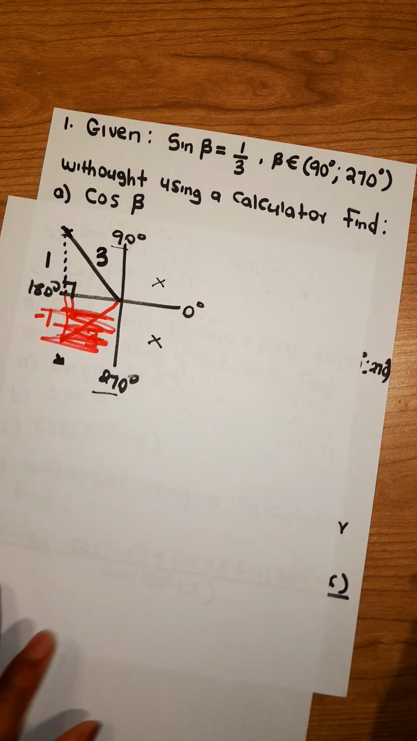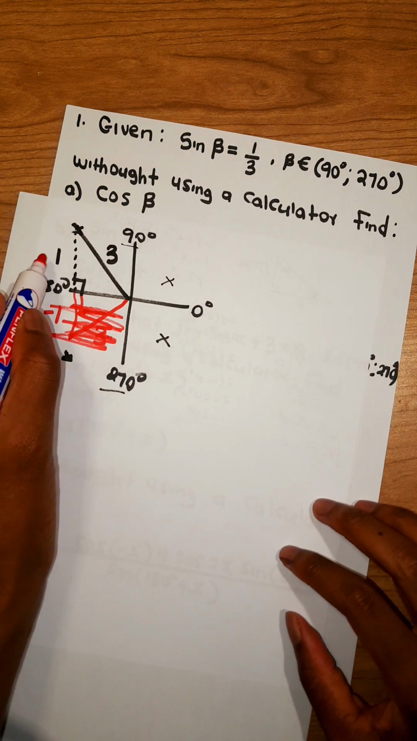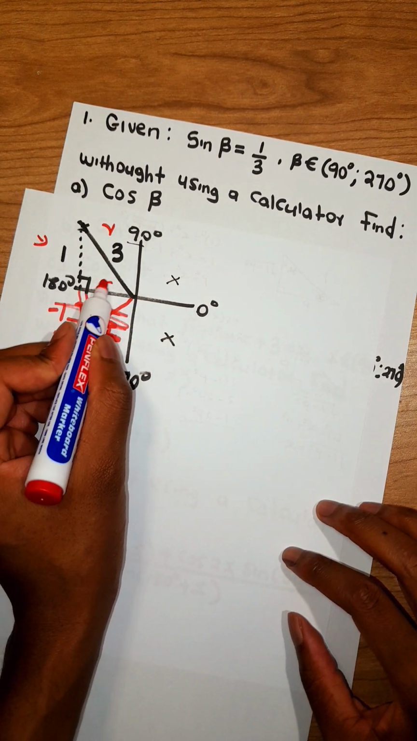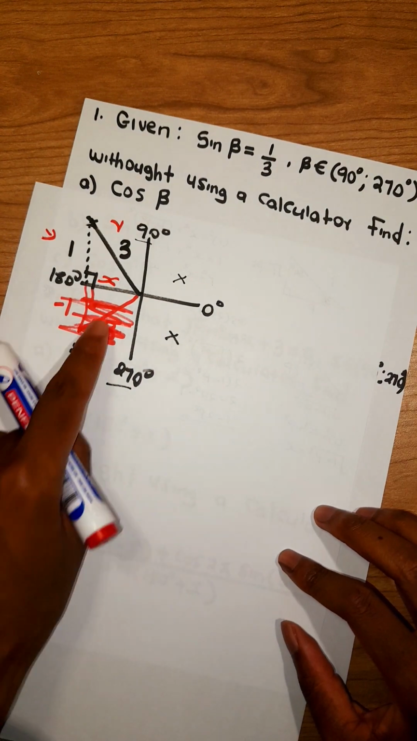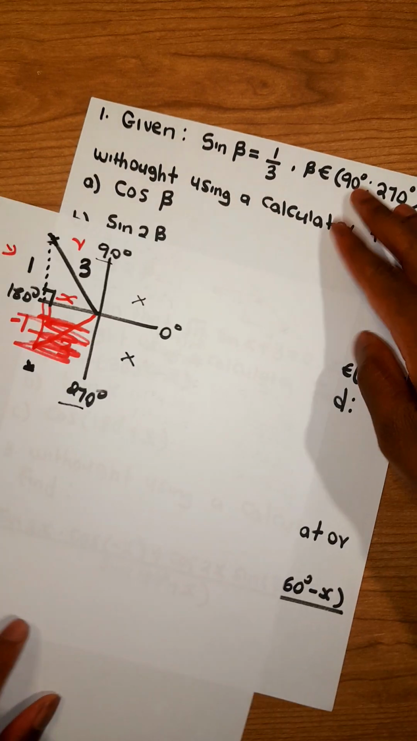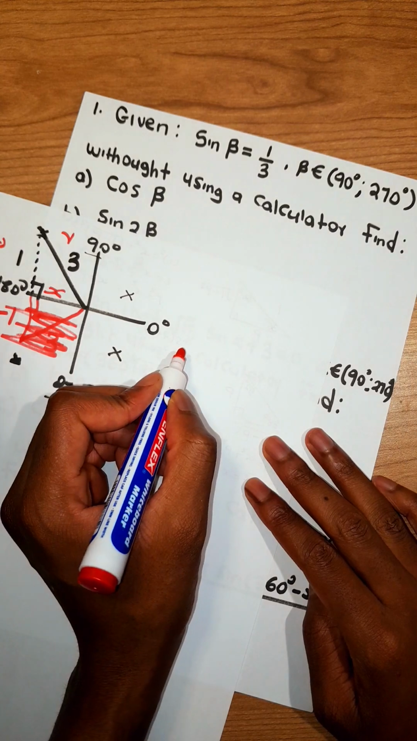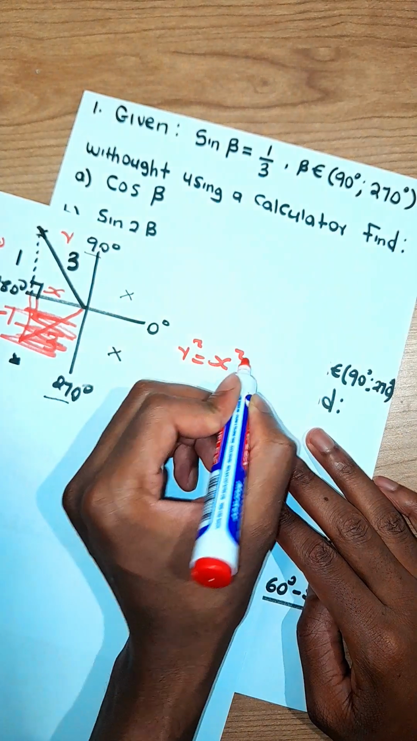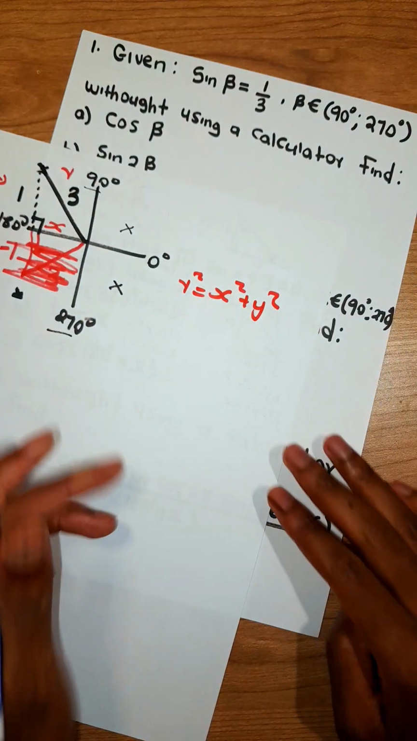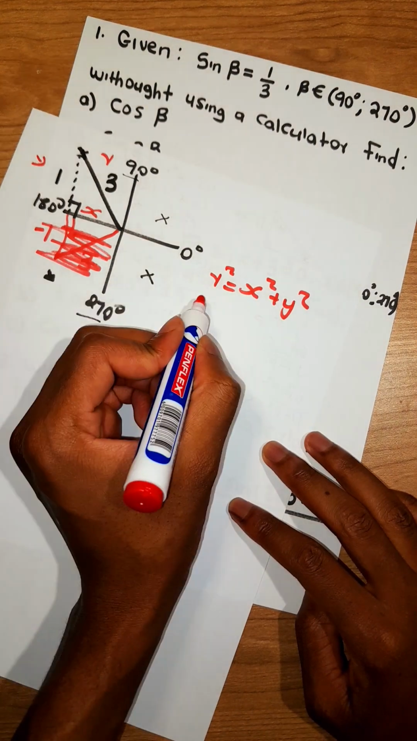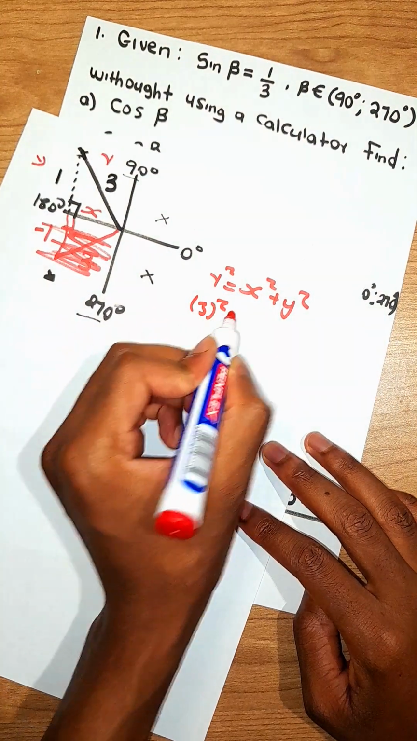Now, what is left? You realize that you have the value of y, you have the value of r, but you do not have the value of x. So you need to find the value of x. How do you find it? You use the theorem of Pythagoras. It's going to be r squared equals x squared plus y squared. We know this to be the theorem of Pythagoras. And the r squared is going to be 3 squared.